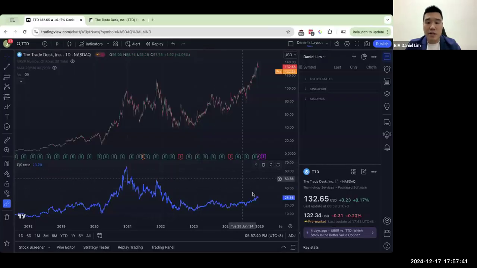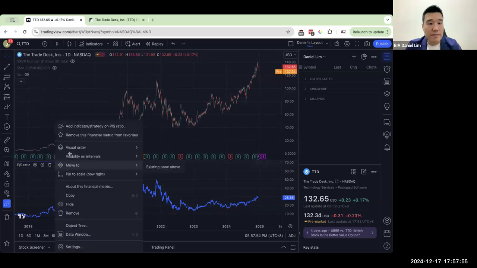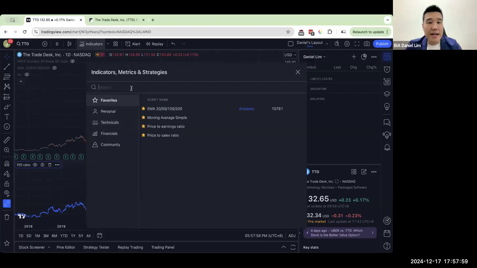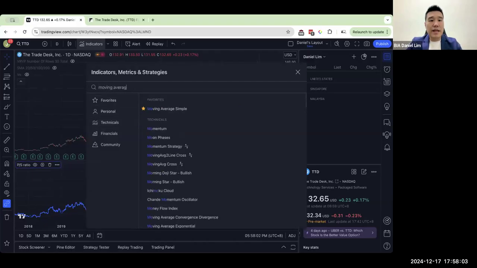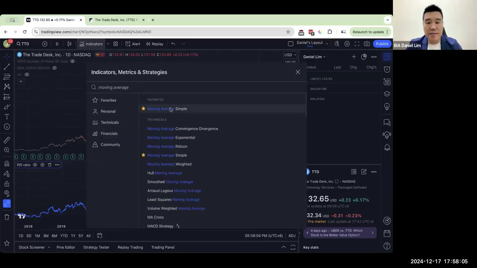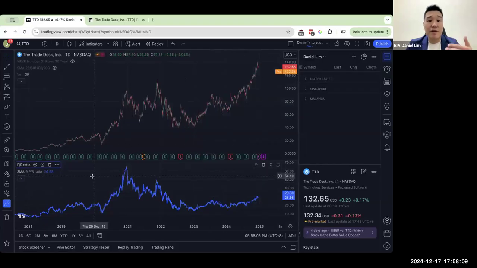Now that we know this is the price to sales ratio at a moment in time, we want to find the average. So you go to the price to sales ratio, and you click this three-dot button. I repeat: when you have added the price to sales ratio, you go to this three-dot button here, add indicator, and find Moving Average Simple. Click here, Moving Average Simple, because you want to find the average line.